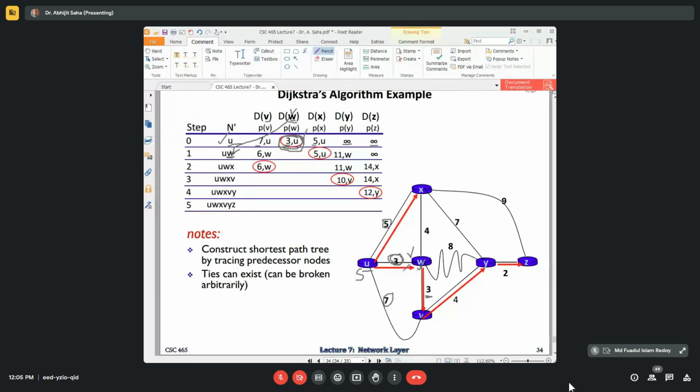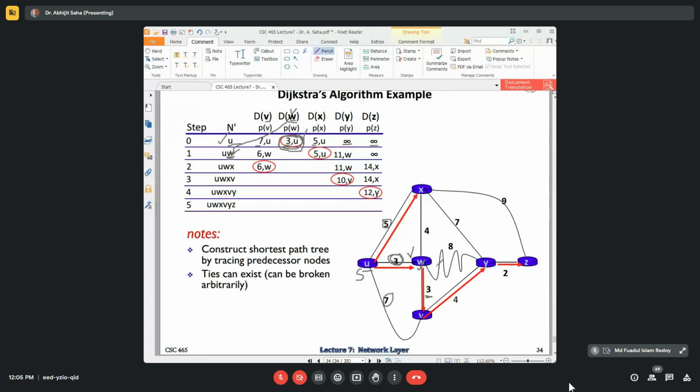Sir, can you please repeat it? I didn't understand. Yeah, so what we are saying is that we have taken W as granted. We have found the least cost path between U and W, that is the cost of 3. Now we have taken W for searching the least cost path to all other available nodes.